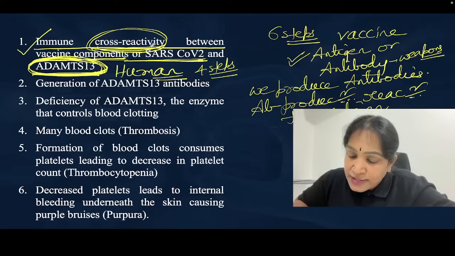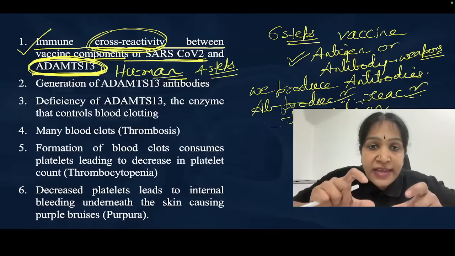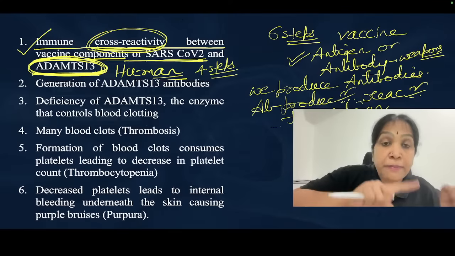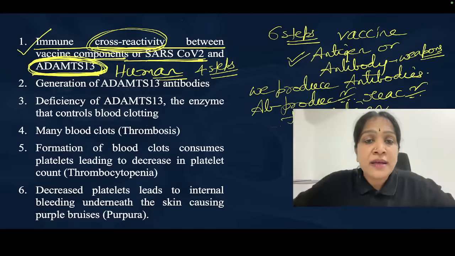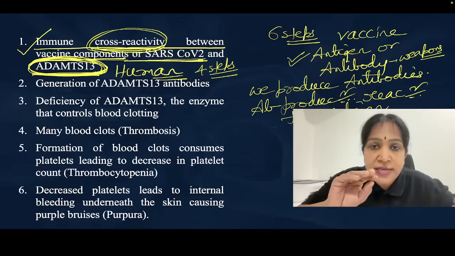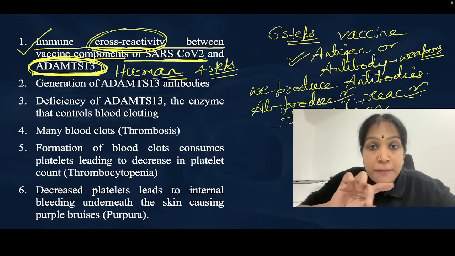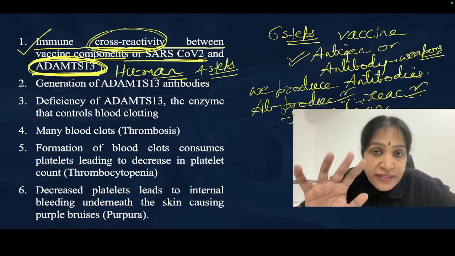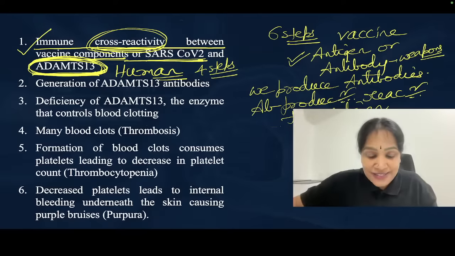That is called cross-reactivity. Two antigens are similar. Then the antibody of the first antigen by mistake reacts with the other antigen. That is called cross-reactivity. I repeat, two antigens are similar. Antibody for the first antigen by mistake reacts with the second antigen. That is called cross-reactivity. I hope it is clear.